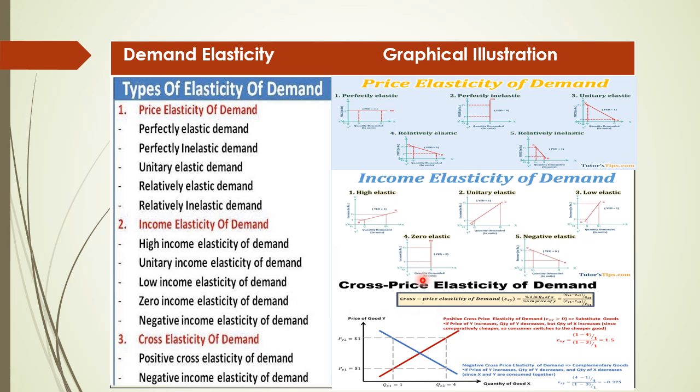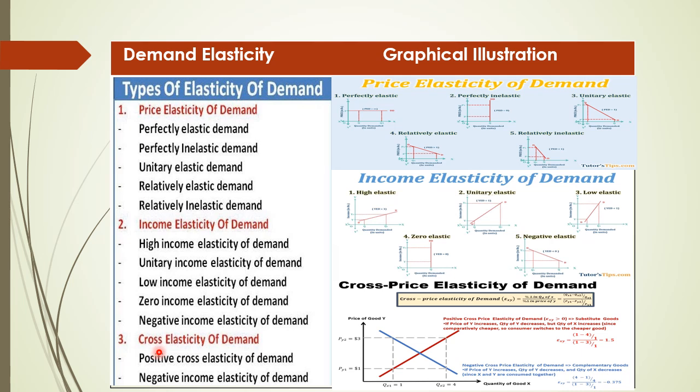It can be said as zero income elasticity when there is no change in quantity demanded with respect to change in income. And finally, there is negative income elasticity of demand. It refers to the situation where an increase in income leads to a fall in the quantity demanded. The income elasticity is negative, particularly for inferior goods.